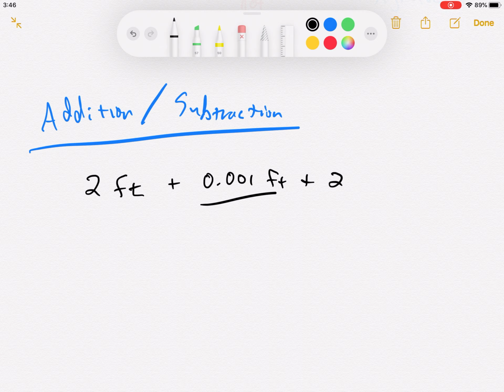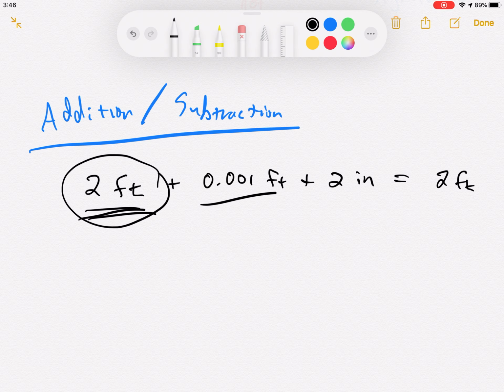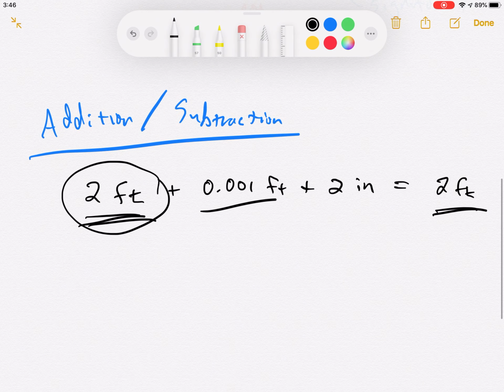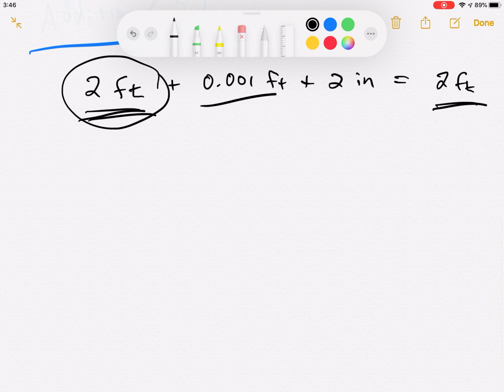Plus 2 inches. Well, I'm going to have to convert that 2 inches to feet for this to be reasonable. But if this is as well as I know this, as precise as I know the width of the desk, the answer is still pretty much 2 feet. Do you see? The least precise thing, the least precise number, governs the precision of the answer. Okay, so that seems like a kind of hand-wavy thing. Let's do a more concrete example.